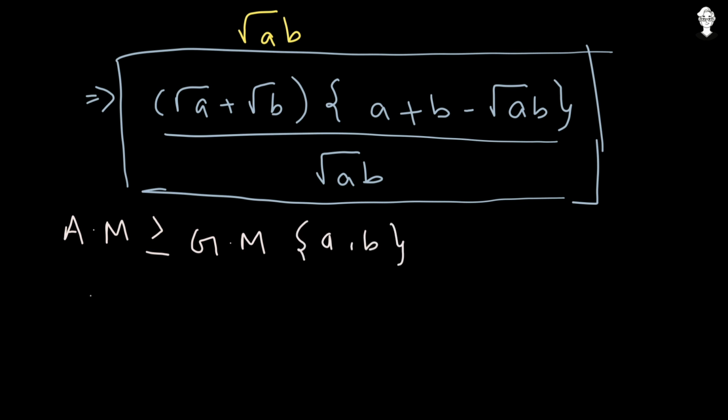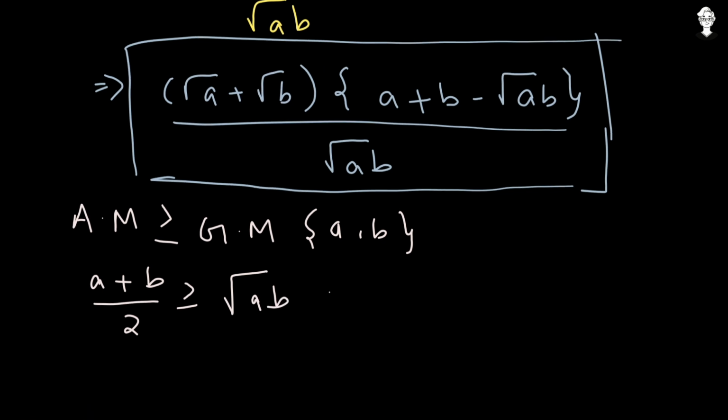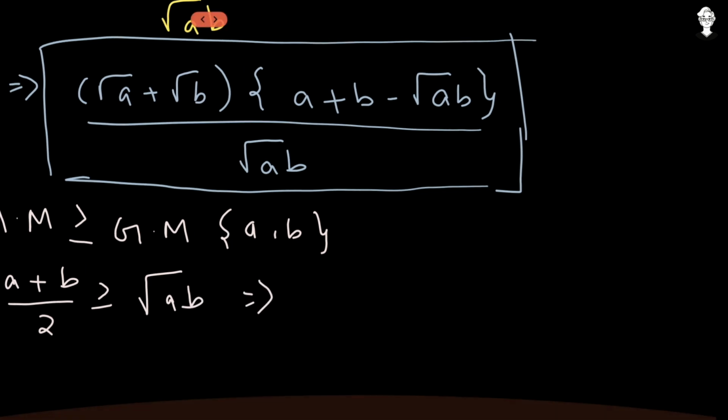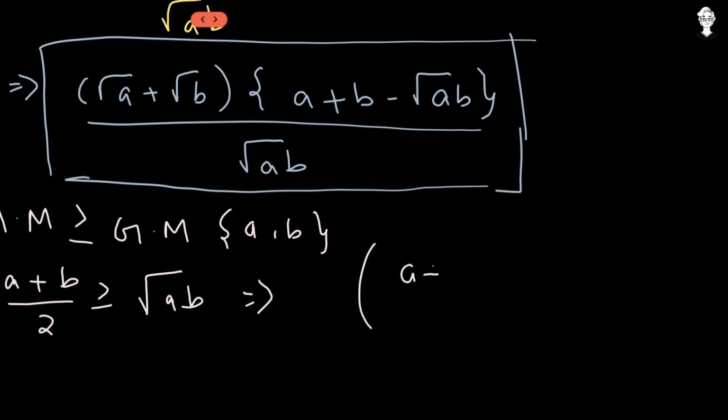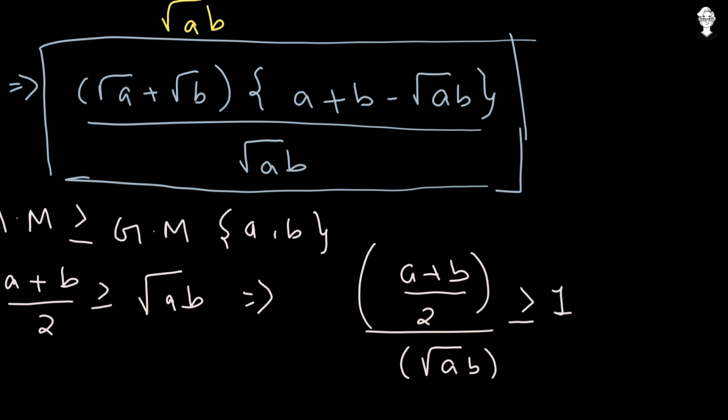So the arithmetic mean of a and b becomes (a + b)/2, and this is always greater than or equal to the geometric mean, that is, square root of ab. Now I will simply divide both sides by square root of ab. So I will get (a + b)/2 divided by square root of ab is always greater than or equal to 1. ab over square root of ab becomes simply 1.